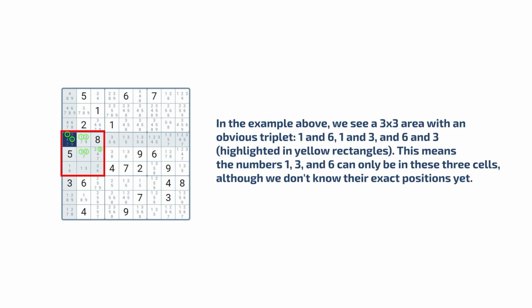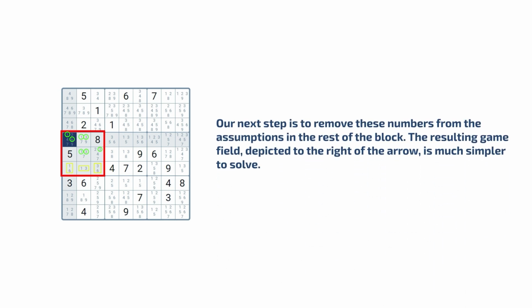In the example above, we see a 3x3 area with an obvious triplet, 1 and 6, 1 and 3, and 6 and 3, highlighted in yellow rectangles. This means the numbers 1, 3, and 6 can only be in these 3 cells, although we don't know their exact positions yet. Our next step is to remove these numbers from the assumptions in the rest of the block. The resulting game field, depicted to the right of the arrow, is much simpler to solve.